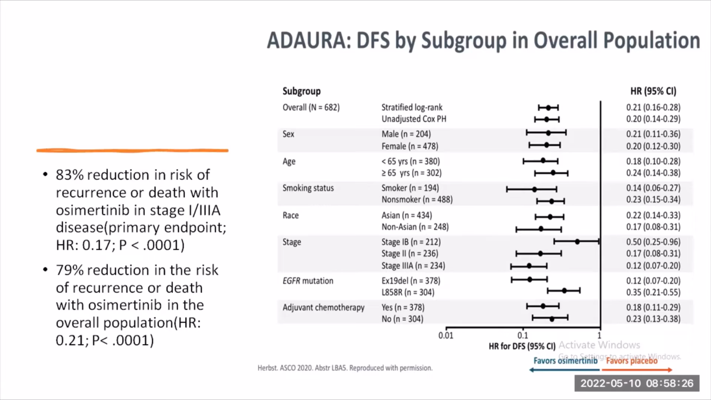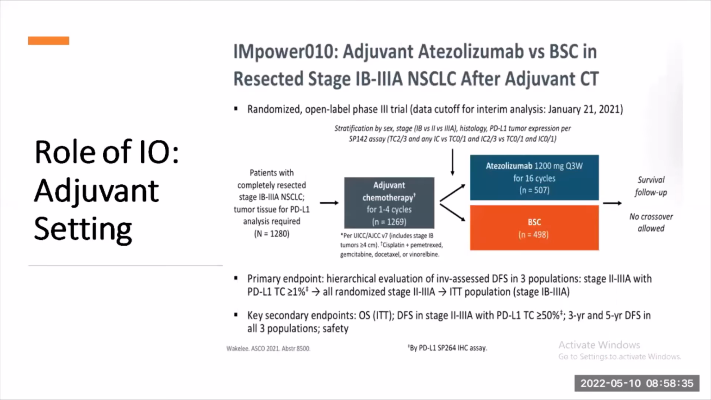EGFR mutation and adjuvant chemotherapy, whether we are giving or not giving, the benefit was there. So it has shown benefit in almost all subgroups of the population. Next, another change in the treatment approach was the introduction of immunotherapy in early lung cancer, first in the adjuvant setting, and then we will discuss the neoadjuvant setting.